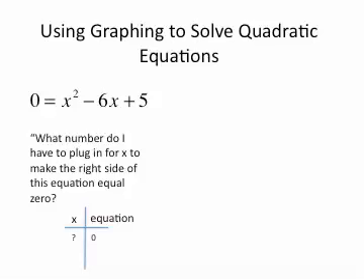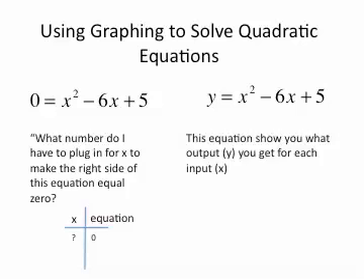Now we're looking at a bigger equation. Y equals x squared minus 6x plus 5. In this case, we're allowed to plug in all kinds of different numbers for x, and we'll just get out a different y depending on what we plug in for x. So for each x that we input, we'll get a particular y as an output. In this case, we could make an xy table, and we could try plugging in different numbers for x and seeing what we get out for y.